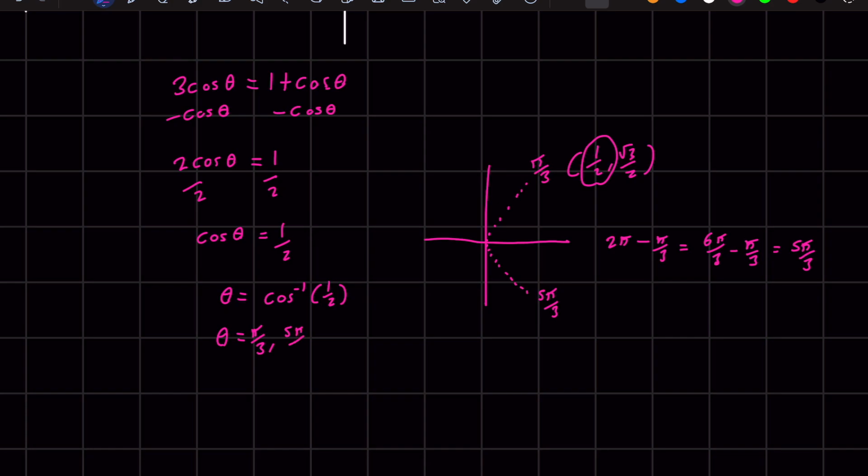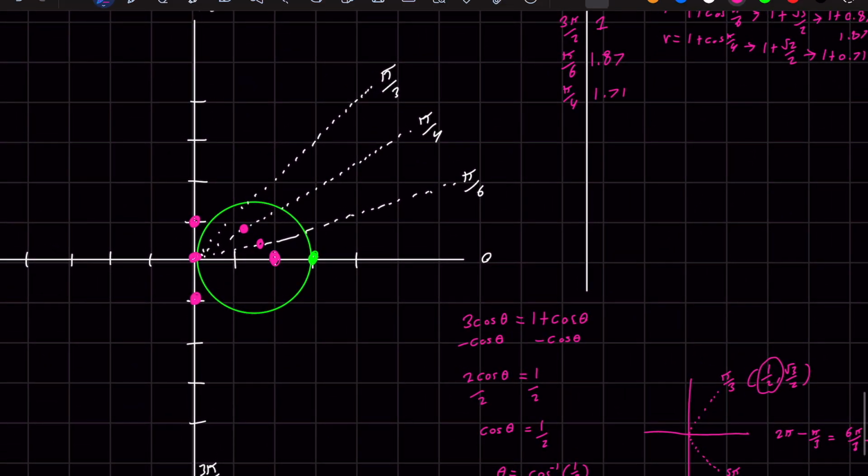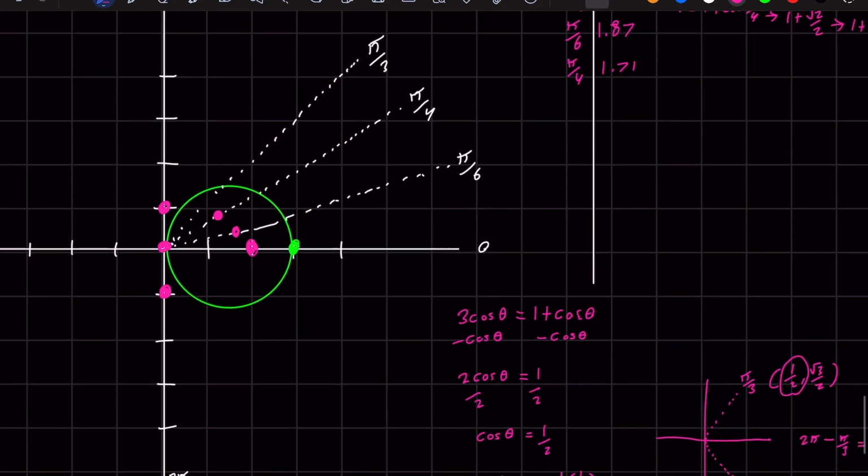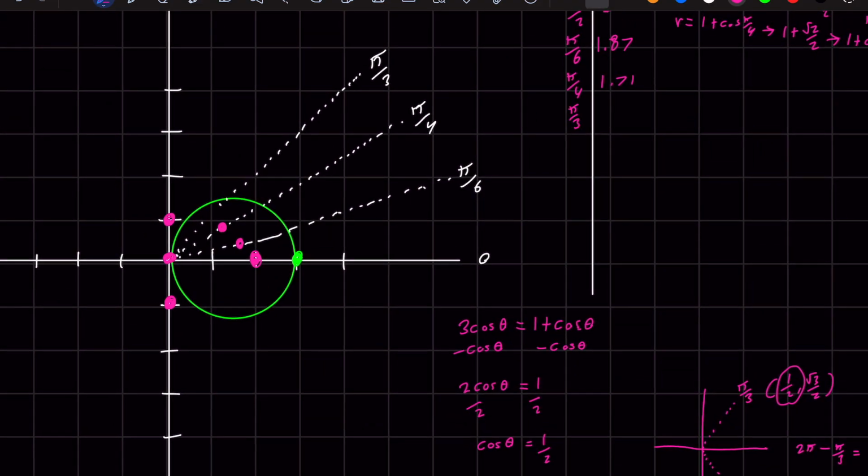So at pi over 3 and at 5 pi over 3, our cosine is equal to 1/2. So these are going to be our inflection points. These are the points where both of our graphs are going to end up meeting. So now what we can try to do is plug in both of those and see what we get there. So if we do pi over 3, and we're going to do 5 pi over 3 as well.